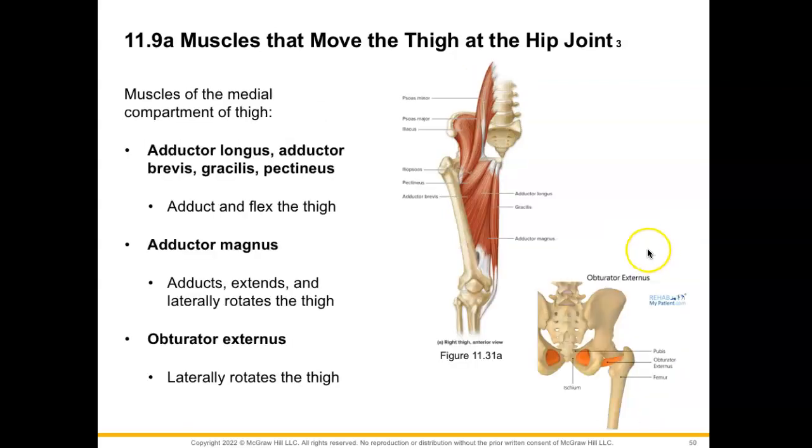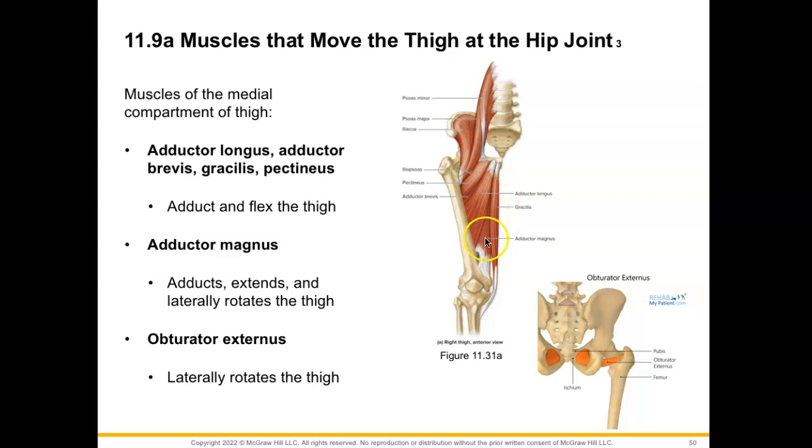Now let's talk about some of the muscles in our medial compartment thigh. We'll return back to anterior in just a moment. So here we see our adductor longus muscle. We do have an adductor brevis that is found deep to this, so you can see just a little sliver of it over here. We also have the gracilis muscle and pectineus muscle here. They are all going to adduct and flex the thigh.